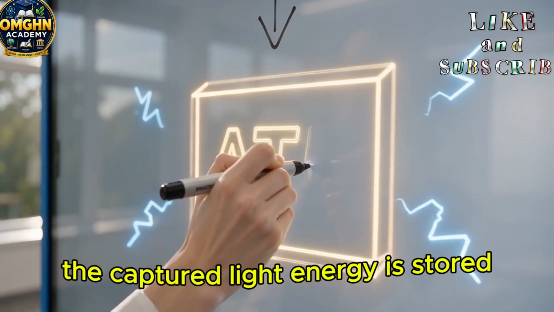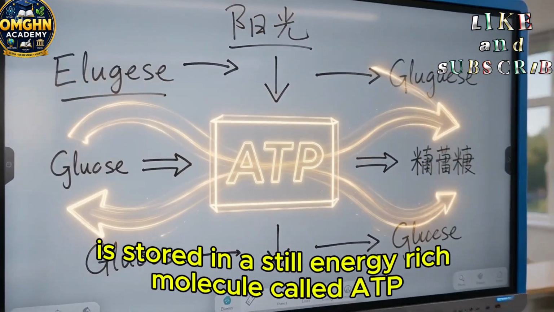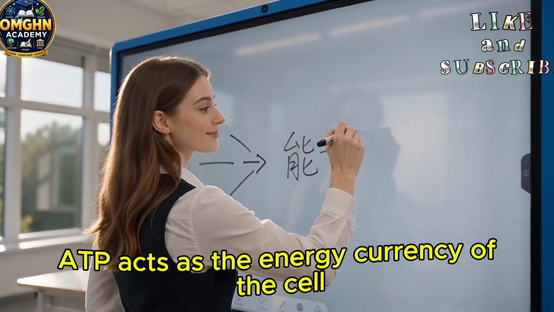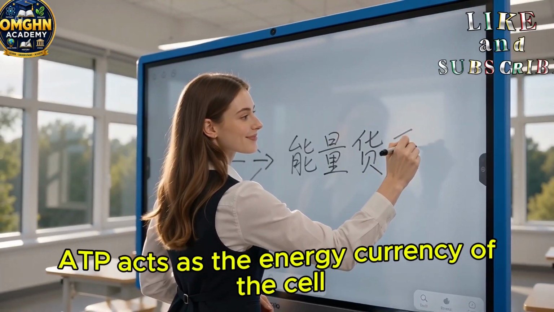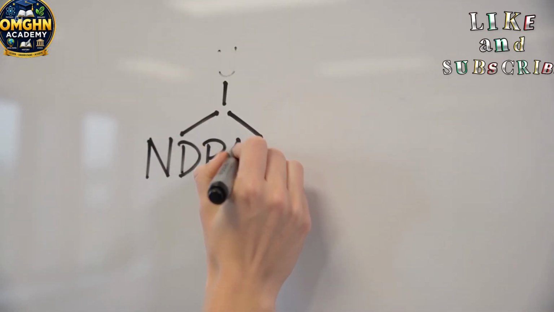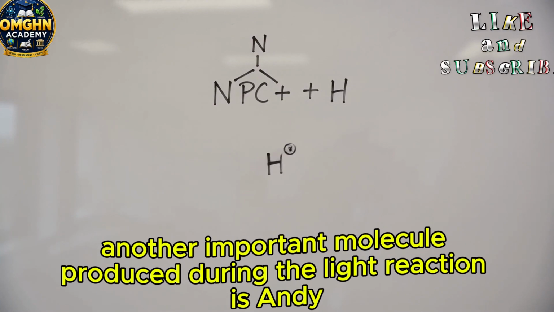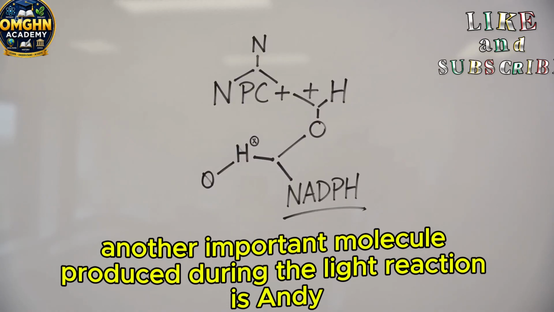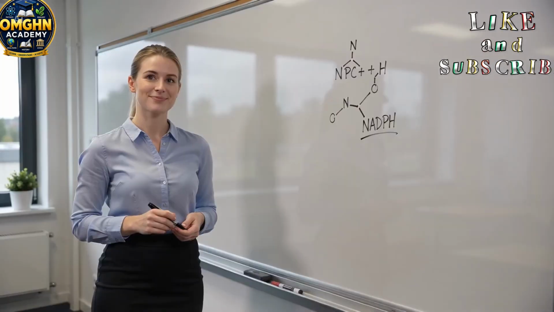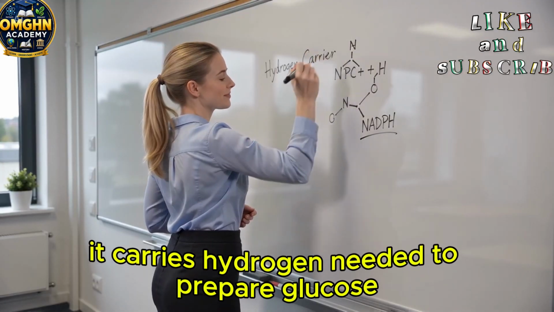The captured light energy is stored in an energy-rich molecule called ATP. ATP acts as the energy currency of the cell. Another important molecule produced during the light reaction is NADPH. It carries hydrogen needed to prepare glucose.